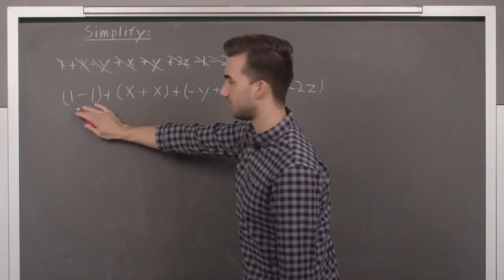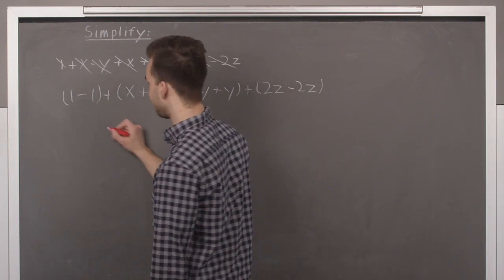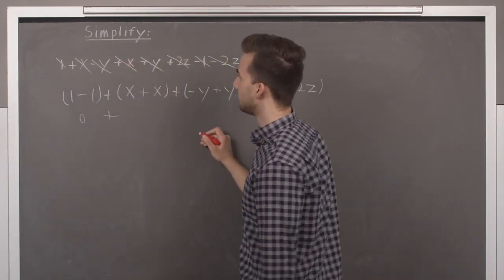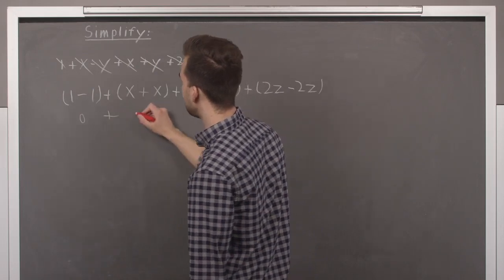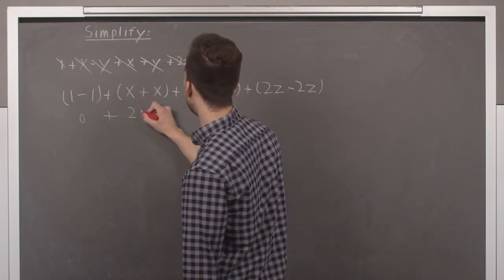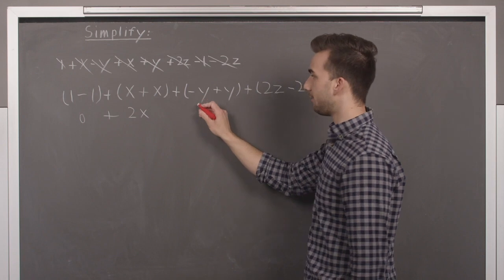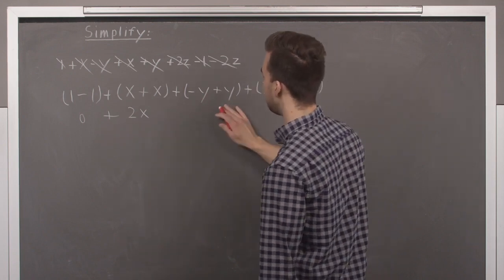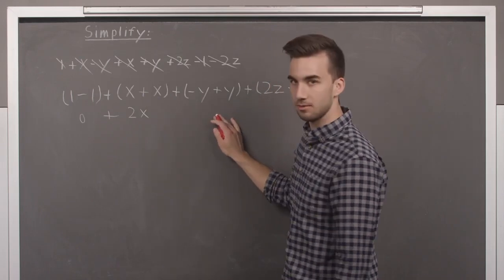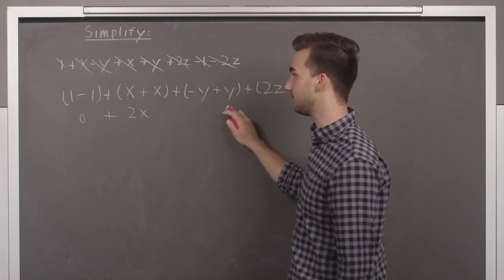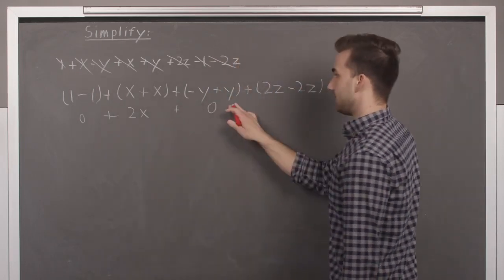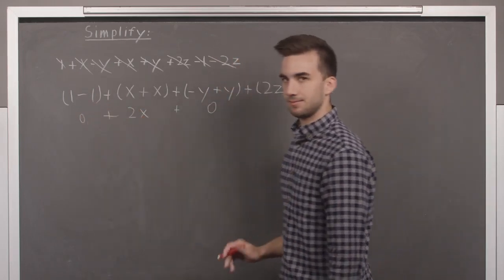Well, let's start over here. What is 1 minus 1? That is 0. And then what's x plus x here? That gives us 2x. And then what is minus y plus y? That is 0y, which 0 of anything is just 0. It's the same as saying -1 plus 1.